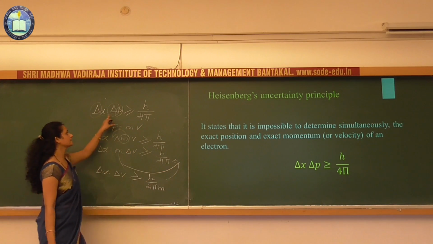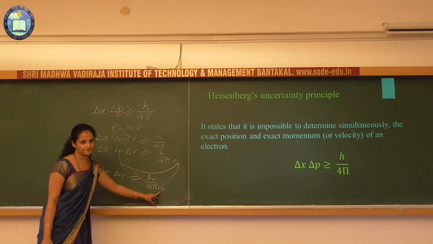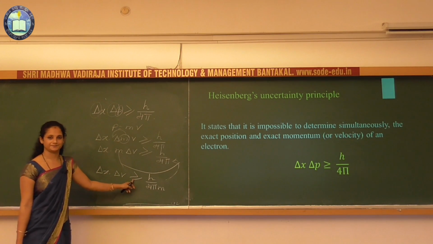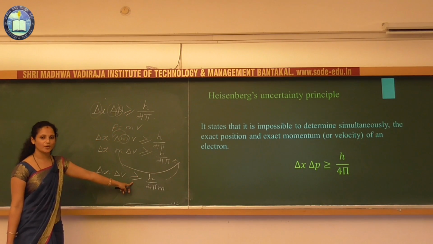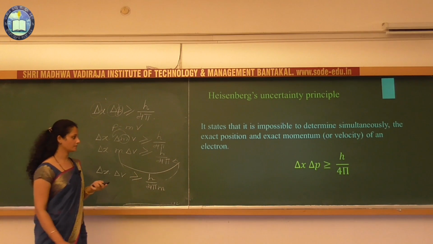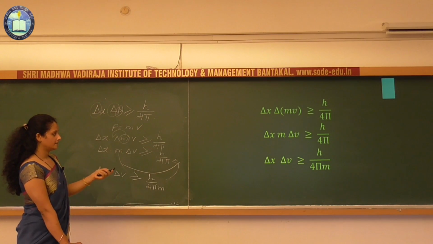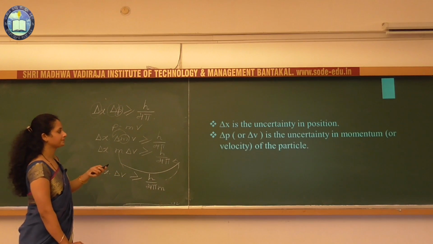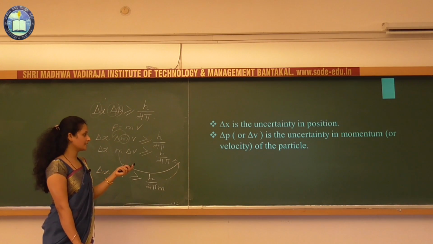Either we can use delta x, delta p, h by 4 pi or delta x, delta v, h by 4 pi m. For solving the numerical problems, remember you have to take the equal sign. For writing the expression you have to write greater than or equal. For solving numerical problems, you need to take the equal sign. Delta x is uncertainty in position. Delta p or delta v is uncertainty in momentum or velocity of the particle.